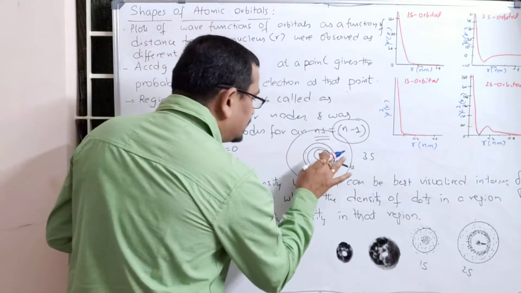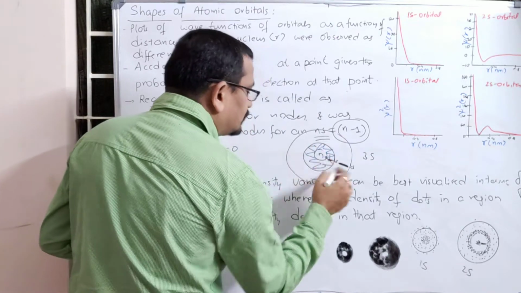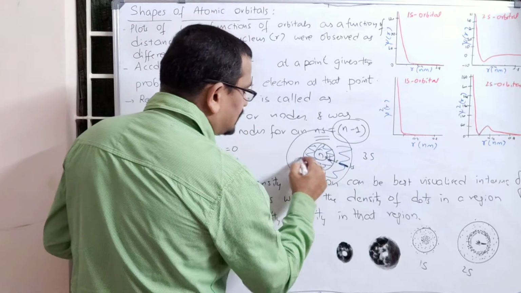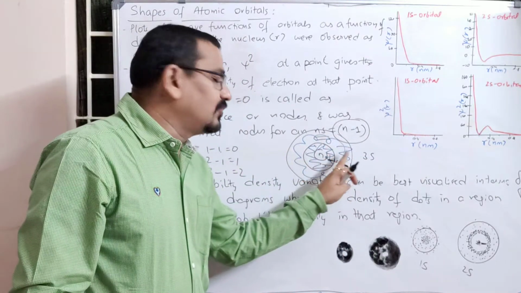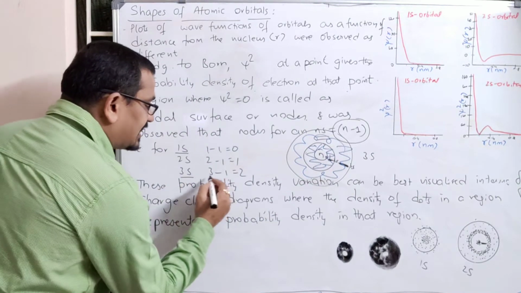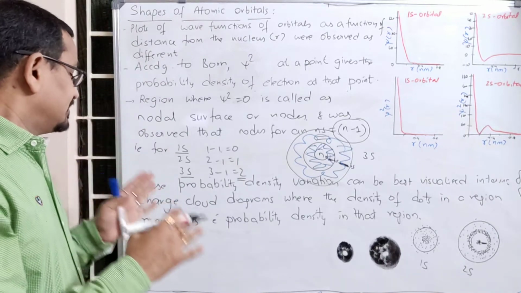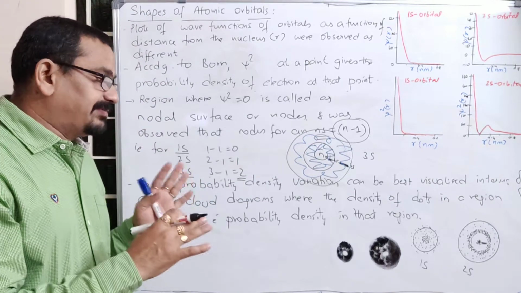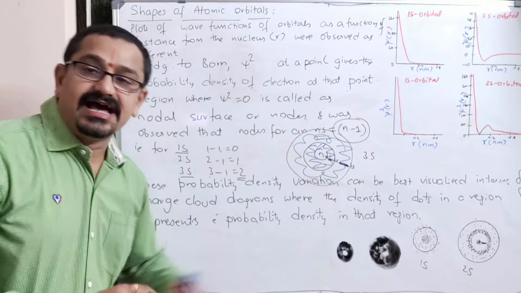So, this region is one nodal region, and this region is another nodal region. Thus, for a 3s, there are two nodal regions. That's what is calculated using this relation: 3s has 3 minus 1, that is 2, nodal regions. And this electron probability density picture was more clearly studied using boundary surface diagrams.